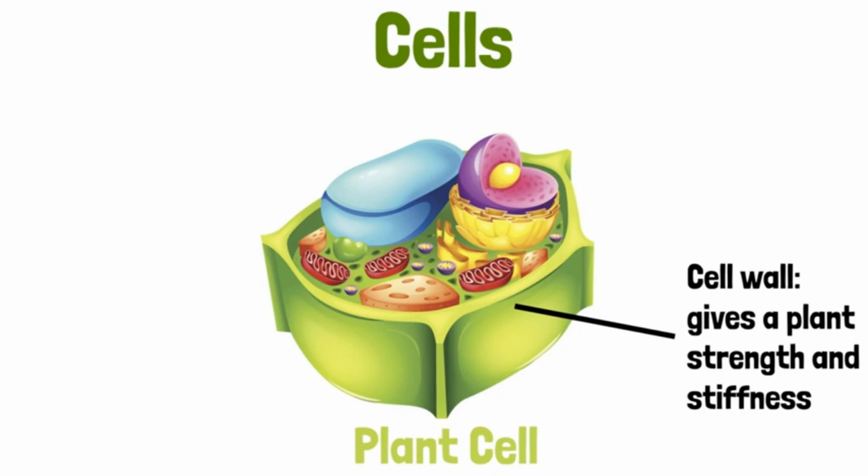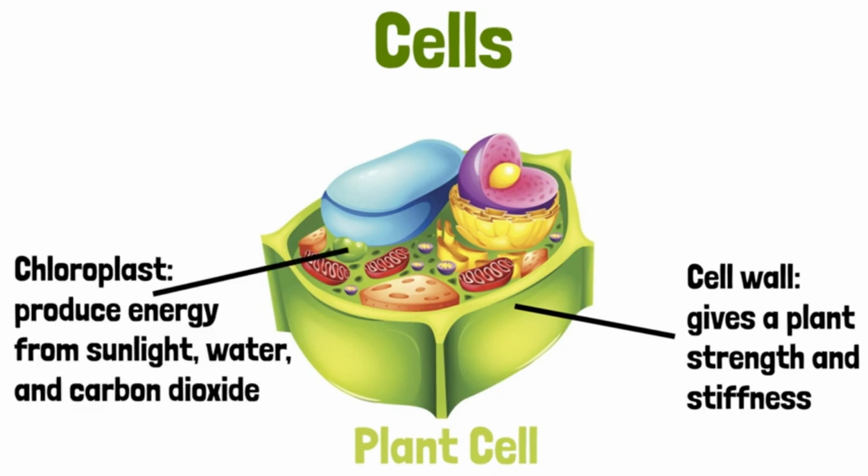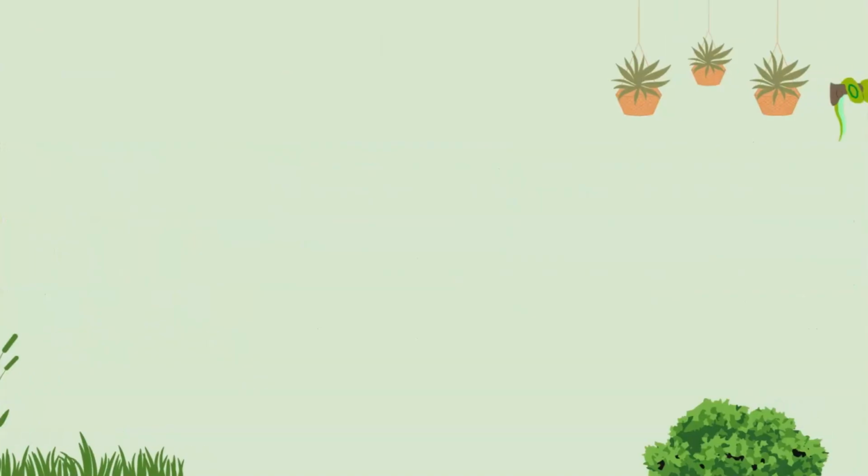Another part of the plant cell that is not found in an animal cell is the chloroplast. Chloroplasts help plant cells produce energy. Chloroplasts use water, carbon dioxide, and light from the sun to create a type of sugar known as glucose. Glucose acts as food for a plant.